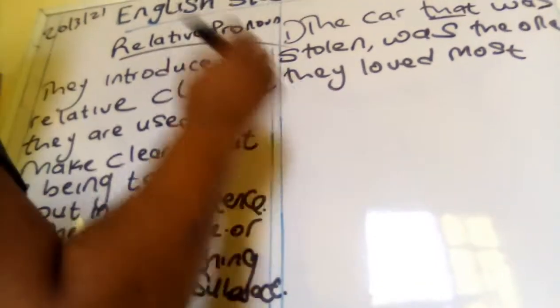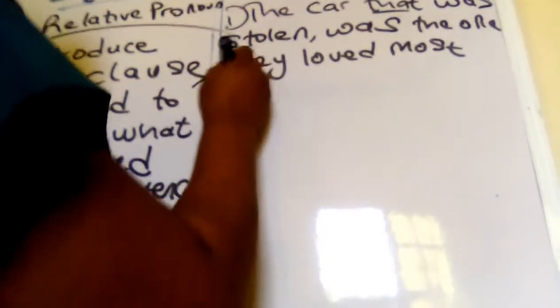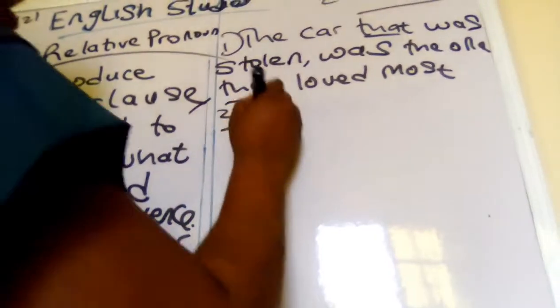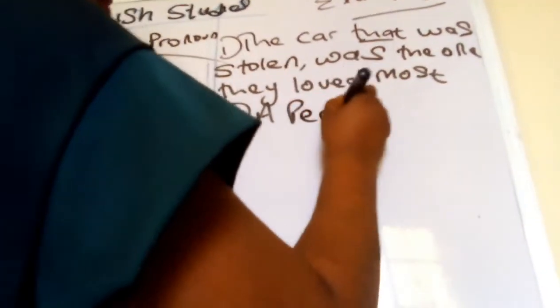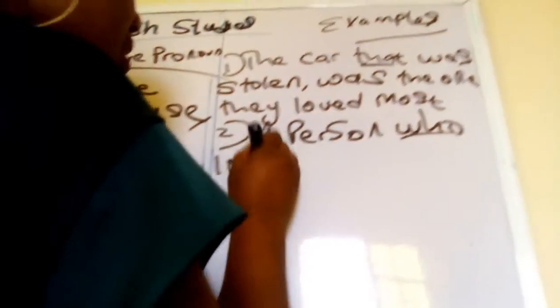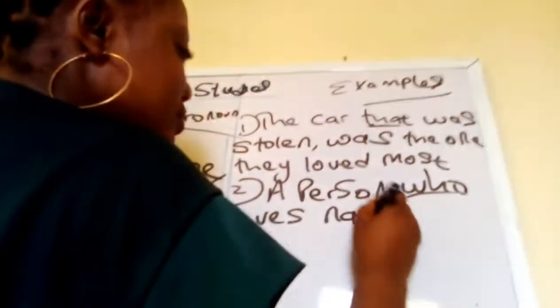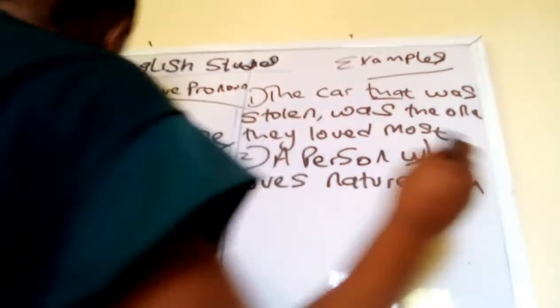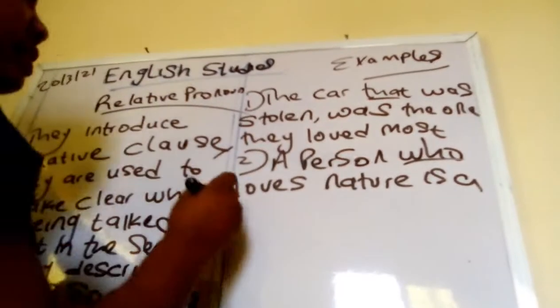Number 2, a person who loves nature is a good person. A person who loves nature is what? A good person.